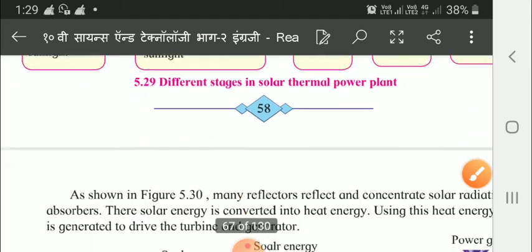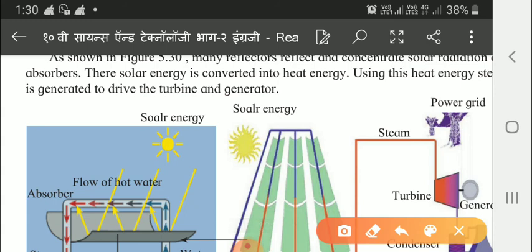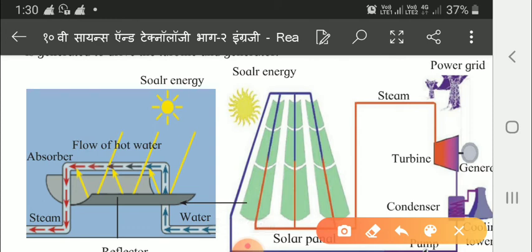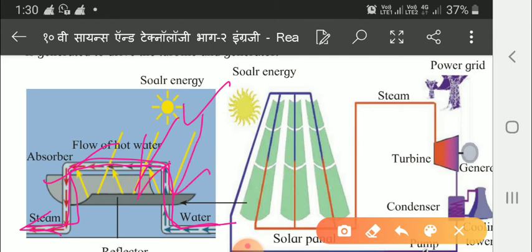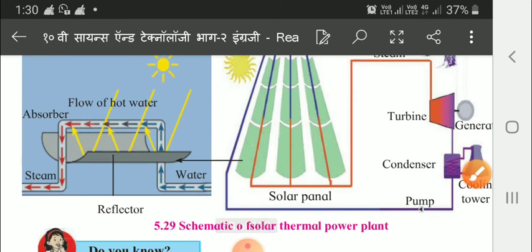These are the different stages. Let us see now. In this diagram you can see, children, first of all, I'll show one diagram to you. Here you can see that this is the absorber. With the help of this, the water flow is there. The water is going this way, and it is going this way, so that the water gets heated. This is the sun, and you can see the yellow-colored sun rays are absorbed here because this is the absorber.